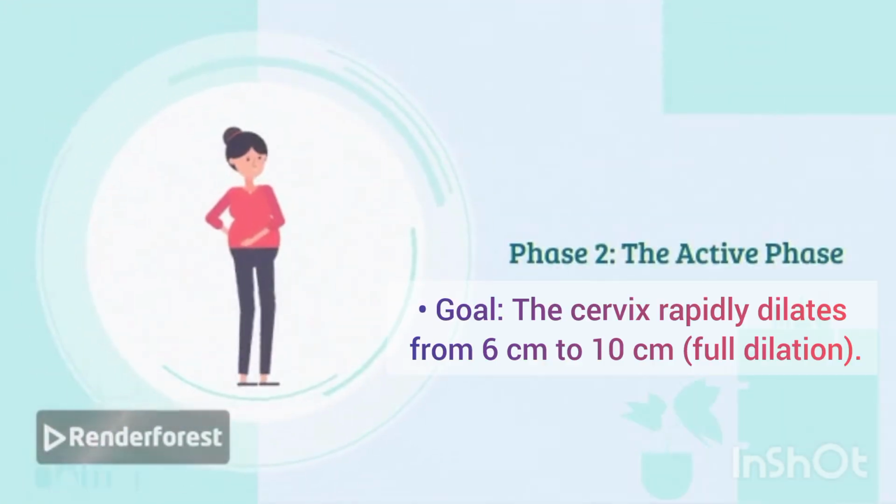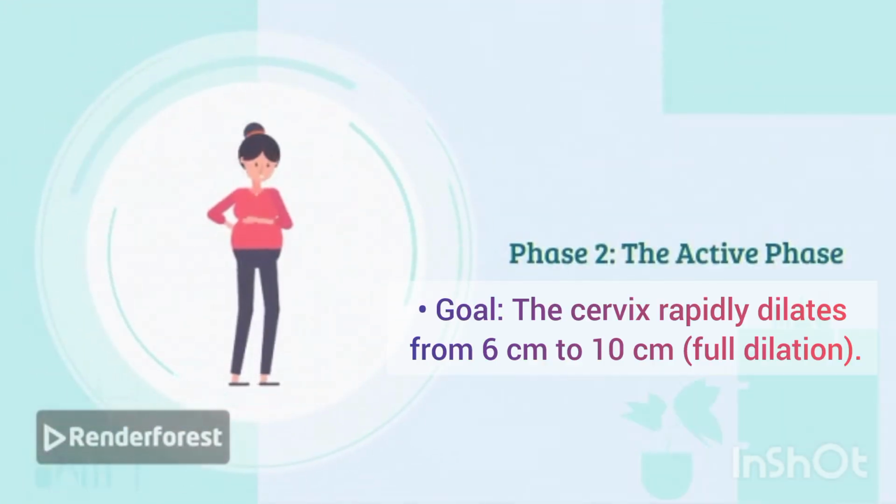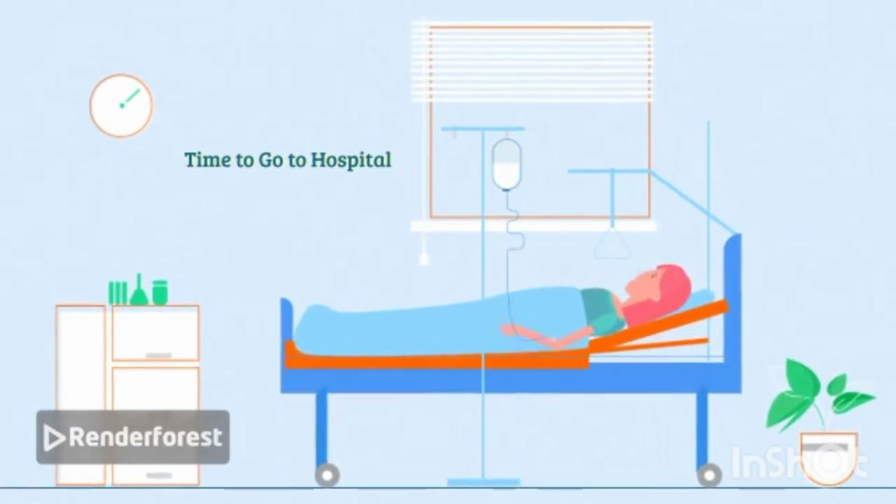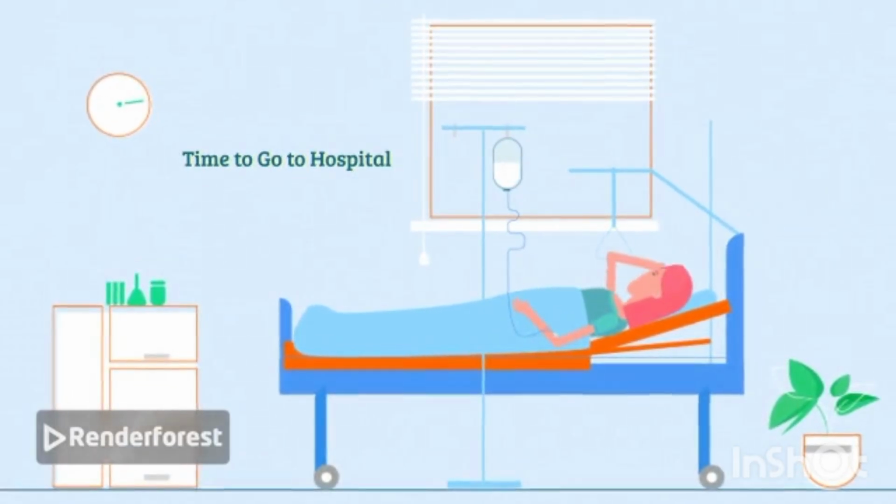Phase 2. The active phase. The goal is for the cervix to dilate from 6 centimeters to 10 centimeters, achieving full dilation. Typically, this phase is shorter than the latent phase, usually taking only a few hours. It's time to head to the hospital.